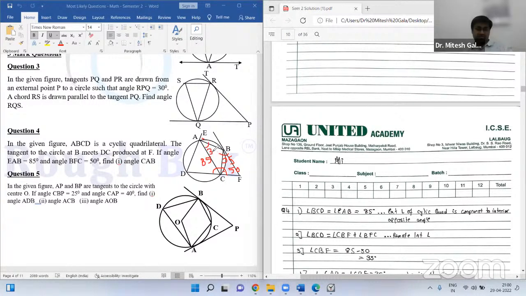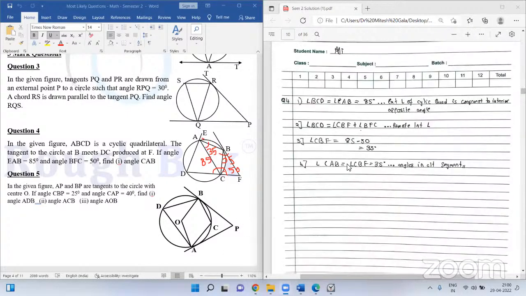Shabash. What's your name, beta? Sir, Mahi. Oh, Mahi again. Mahi, you know all the answers today. Very good job.